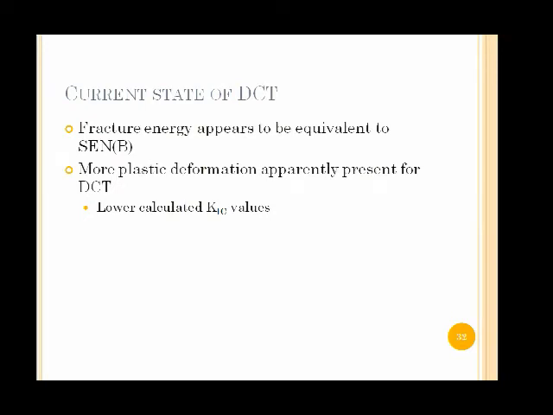So right now, we have figured out that the fracture energy of both these tests appear to be equal, which is good because fracture energy is a sort of unit value. It's per unit length. So it's good that both the beam and the DCT can normalize to the same value. However, the K1C values are not, and one reason we are thinking is that there's more plastic deformation occurring in the DCT specimen before unloading, and that would lead to lower K1C values, which we see in our results.